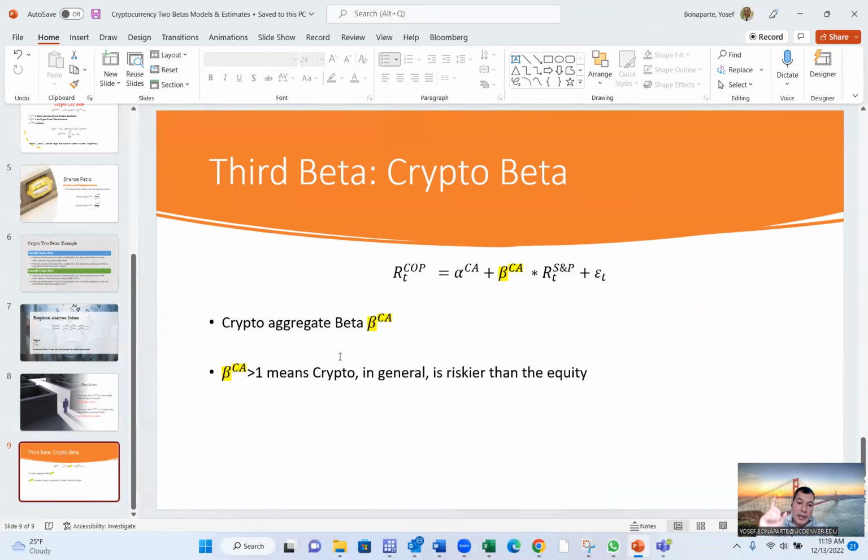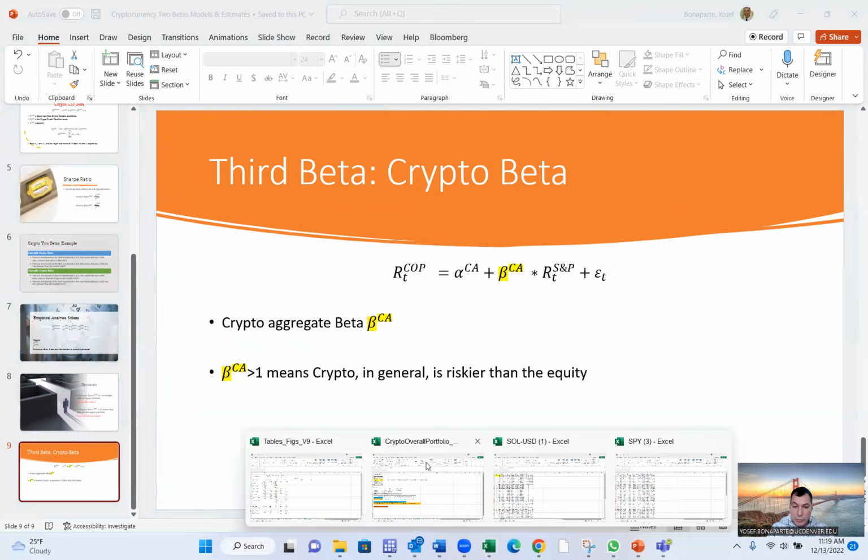It's important to mention that for the overall crypto portfolio, there's another beta, called PCA, which means how much riskier the crypto market is than the S&P. Crypto, not the coin, the crypto overall market. If it's greater than 1, the crypto market in general is riskier than the S&P. If it equals 1, the crypto market has equal risk to the S&P or the equity market. And if it's below 1, the crypto market is less risky than the S&P.